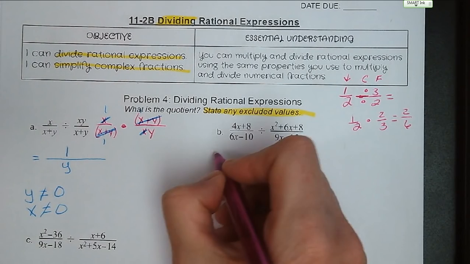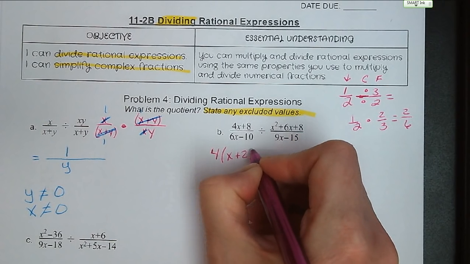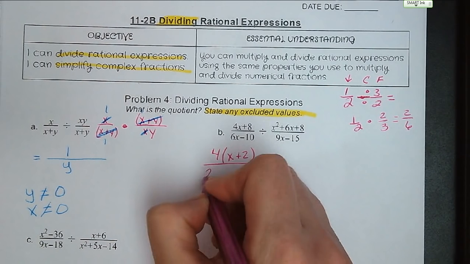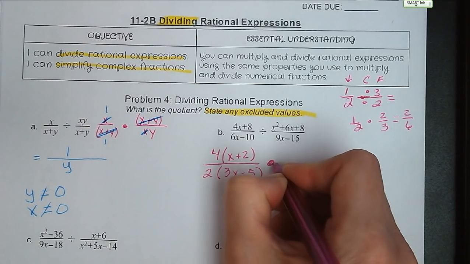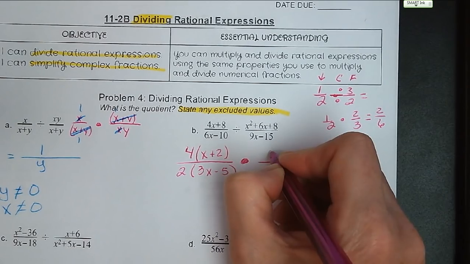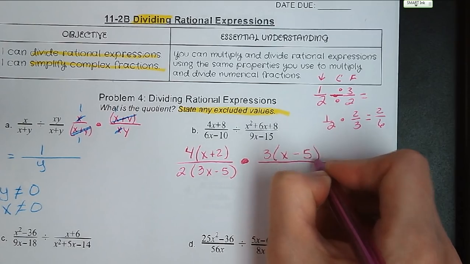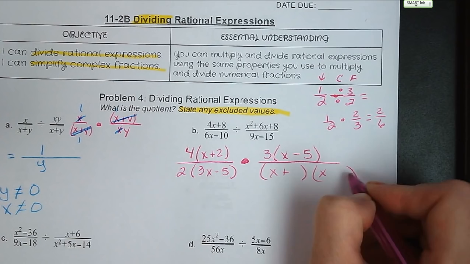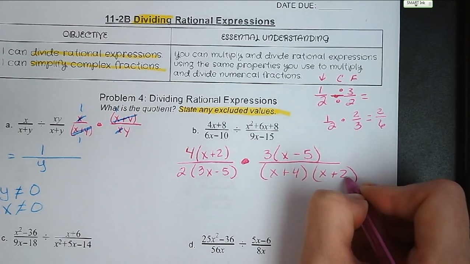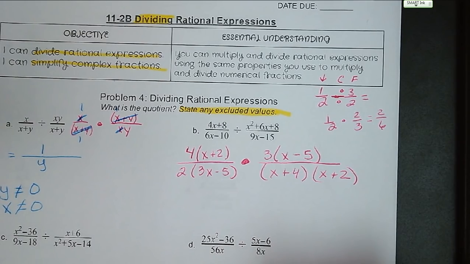Keep, and when we keep it, we can write it in factored form right away. So we have 4 times the quantity x plus 2, over 2 times the quantity 3x minus 5. Change it to multiplication, and now we're going to flip it. So 9x minus 15, we can factor out a 3 and x minus 5. x squared plus 6x plus 8 is going to be x plus 4, x plus 2. And now we cancel. So that was actually 3x minus 5 when we pulled the 3 out.